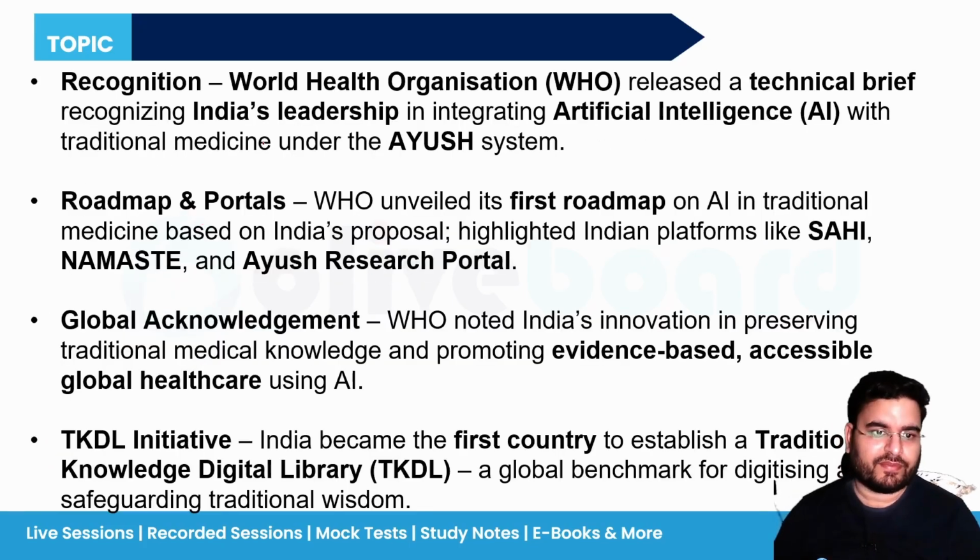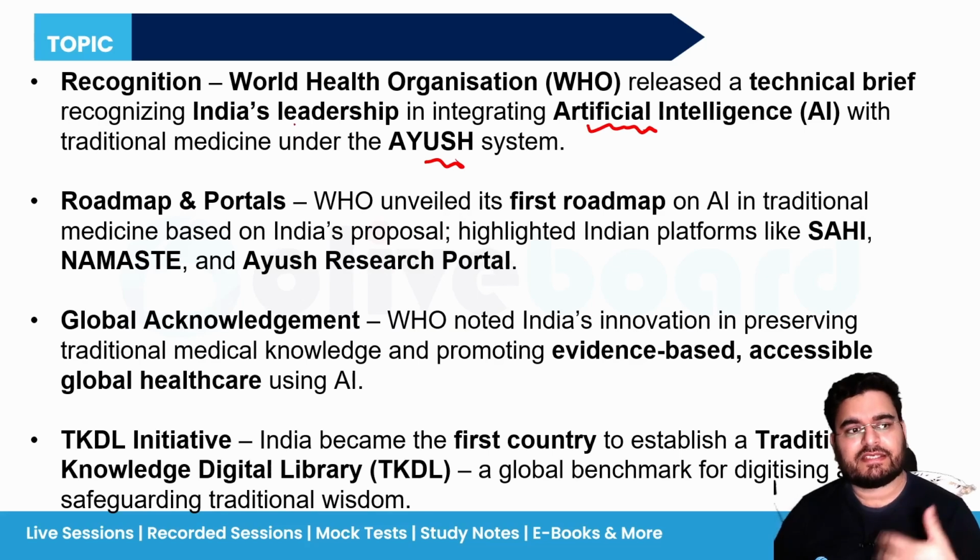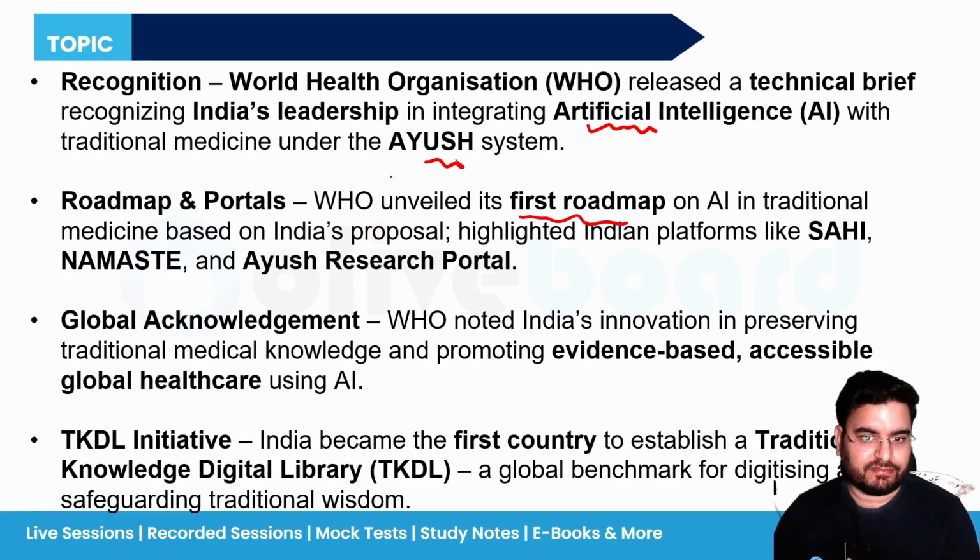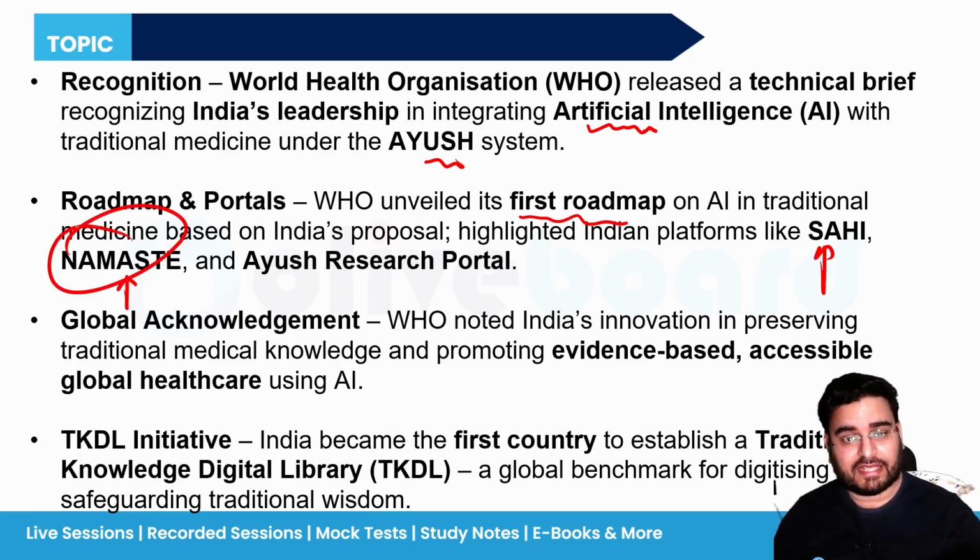Let's see the news. So for AI integration into Ayush, WHO has recognized India's leadership. Also, WHO has unveiled its first roadmap. Roadmap means what? Plan and policy. How to integrate AI in the traditional medicine system. Okay. So India has multiple platforms like Sahi, Namaste. The Namaste initiative was asked in one of the recent exams. Namaste scheme. Okay. Ayush research portal.